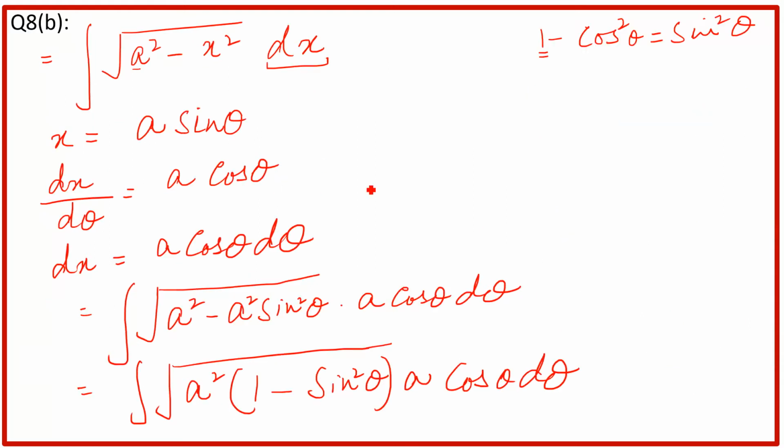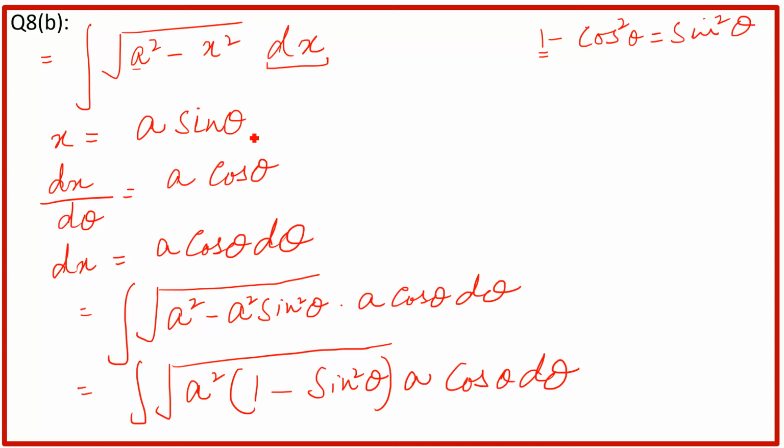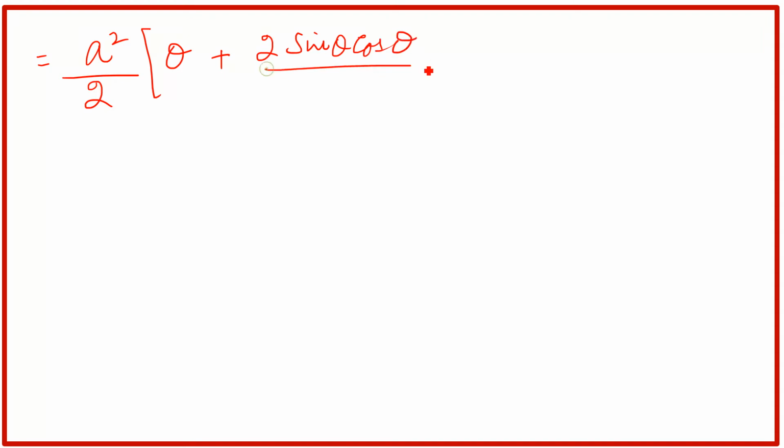Why? Because we supposed that x is equal to a sine theta. We have to put the values again. Our question is in x, right? The variable is x. Here is sine of 2 theta, but we have only sine theta in the substitution. So we have to convert this sine 2 theta into sine theta. I will show you how. It is equal to a square divided by 2, theta plus 2 sine theta cos theta divided by 2, plus c.